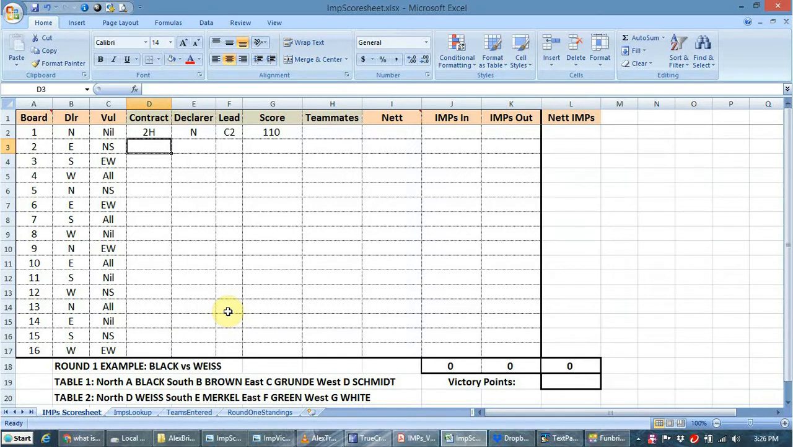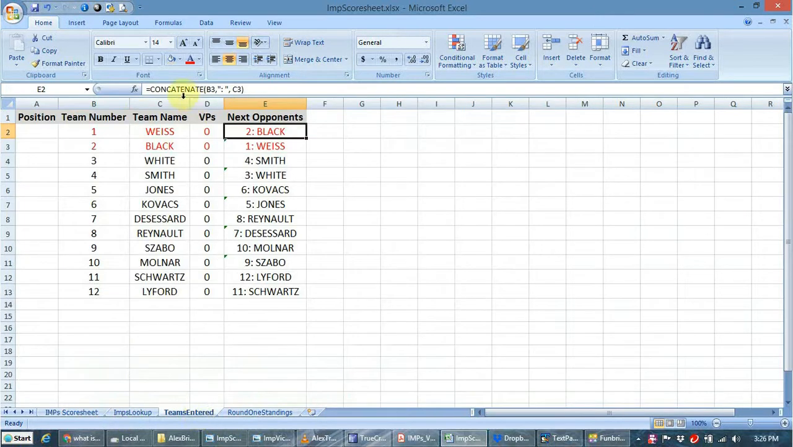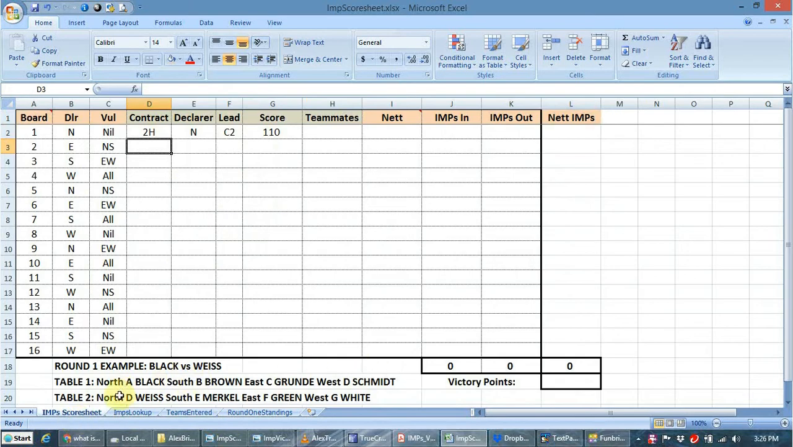By the way, I should have also mentioned that for the first match, my team consists of myself. My name is Alex Black for the purposes of this exercise. I'm playing with a partner called Brown, and our teammates are Green and White. Now we've been drawn in the first match to play against the vice team. It looks like they've all got German surnames, just to make it obvious. So at table 2, we've got Vice sitting north, Merkel sitting south, and sitting east and west for their team are Grunder and Schmidt.